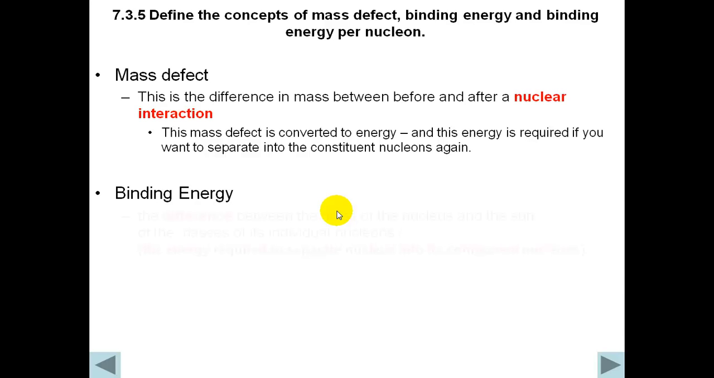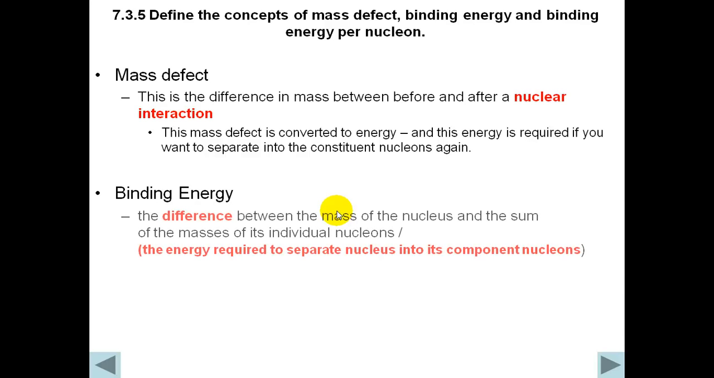The binding energy. Now this is a bit like the mass defect, but it's not any nuclear interaction. This is the difference basically between the mass of the nucleus and the sum of the masses of its individual nucleons. Remember that mass and energy are equivalent. Another way of saying it is the energy required to separate the nucleus into its component nucleons or constituent nucleons.